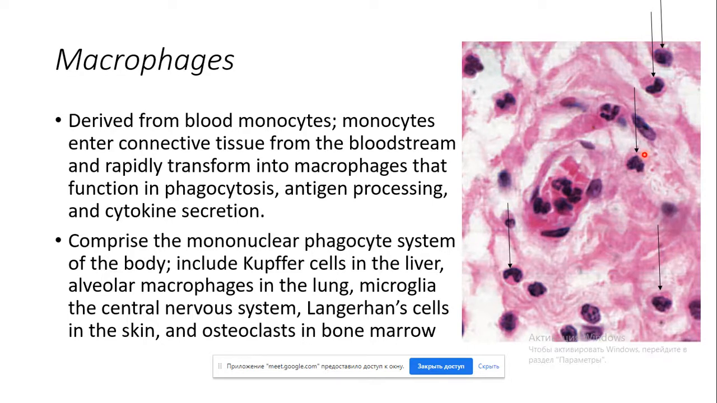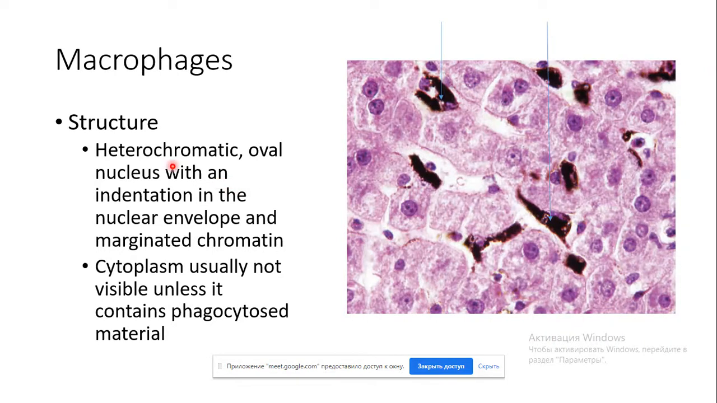They have some additional functions, but the main function is digestion, phagocytosis, antigen processing, and also activation of allergic or immunity reactions, like cytokine secretion. The cytokines activate other leukocytes, and their invitation goes with the help of macrophages also. Then, structure: it's just a heterochromatic oval nucleus with an indentation in the nuclear envelope and marginated chromatin.